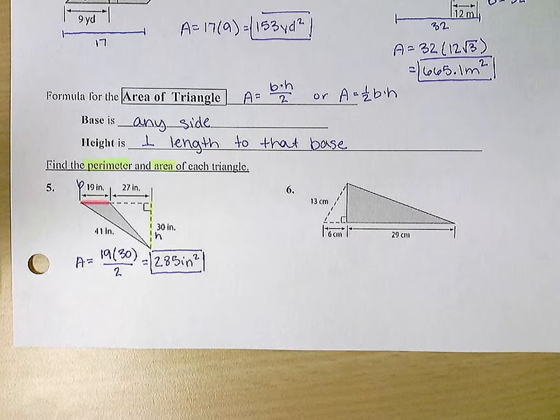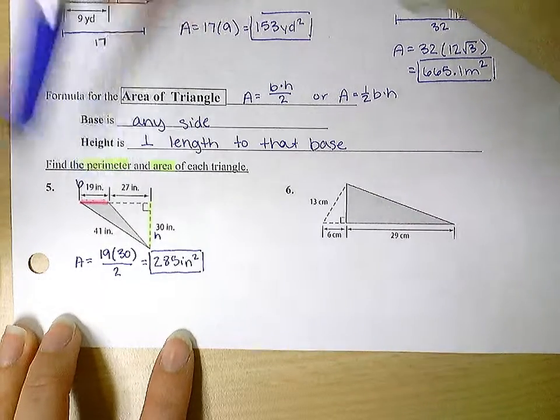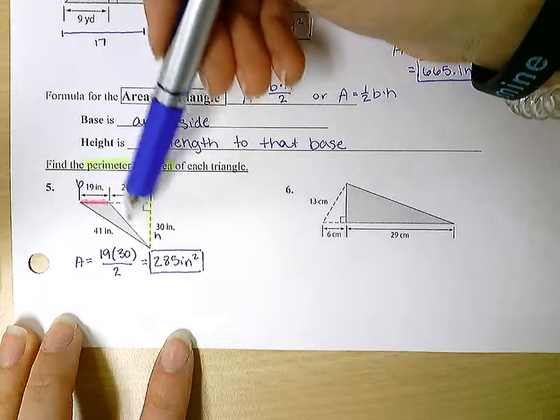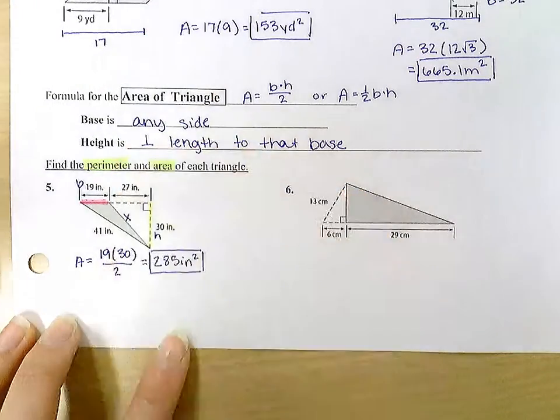Okay, next we also had to find the perimeter, and it's the perimeter of the shaded triangle. So don't include the dashed lines on the outside. The dashed lines are dashed because they're not part of that triangle. Okay, so I have a side of 19, a side of 41, and I'm missing this side right here. So I need to find that side.